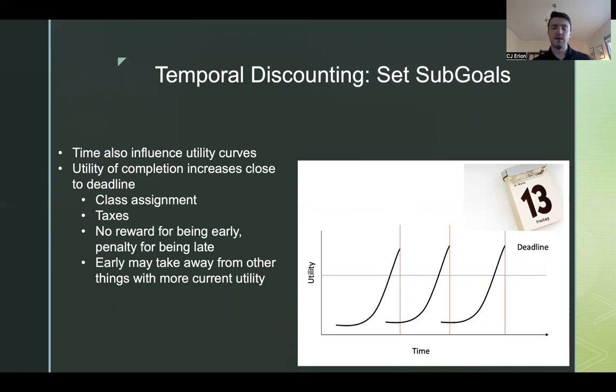And with these things, there's not really a reward for doing them early, right? Although if you choose to do whatever this is early, if this is your taxes, it might take time away from something where in that moment, utility or subjective value seems higher because that deadline is sooner, for example, a class assignment. However, although there's no reward for being early, there is a penalty for being late. And so as we get close to that deadline and close to that lateness penalty, whether that's taking away points or getting in trouble for turning taxes late, whatever it might be, that utility becomes quite a bit steeper as we get closer to that deadline.